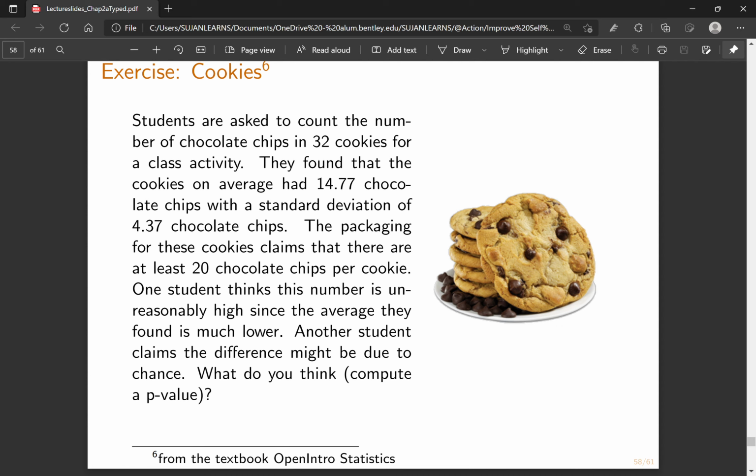Welcome back to our statistics learning session. Today, we'll be talking about p-value of one-sided test. For this, we have an example of a cookie.